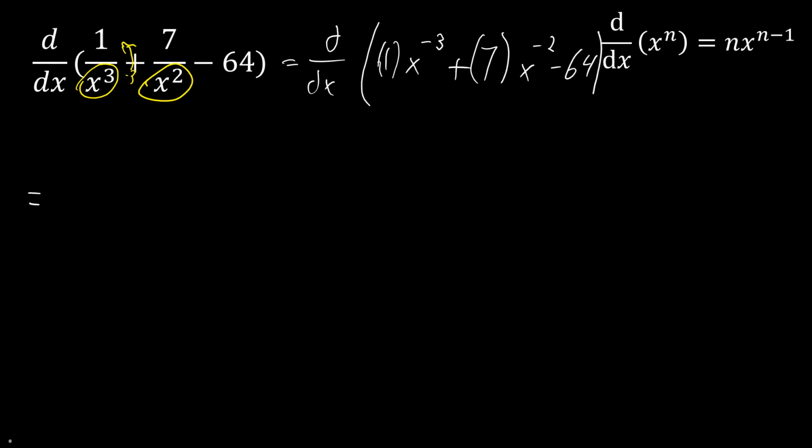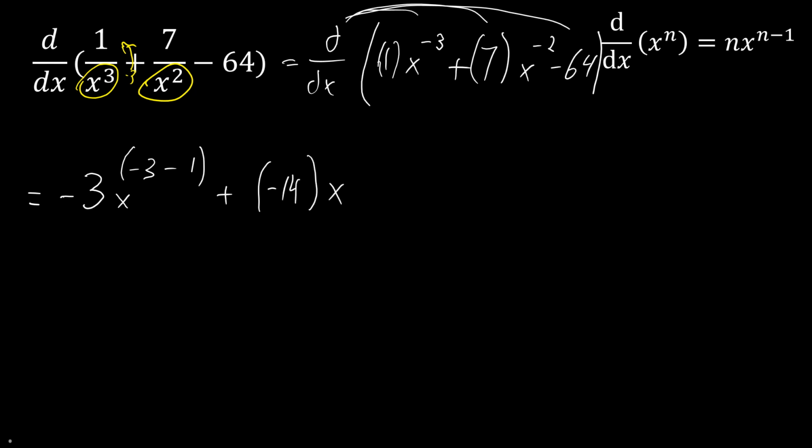So now we just have to take the derivative of each expression. And that would look like this. Multiply 1 times negative 3. That would be negative 3 x, and then negative 3 minus 1, plus negative 2 times 7, negative 14 times x to the negative 2 minus 1. Then like we said before, any constant is just 0. So let's simplify all this.